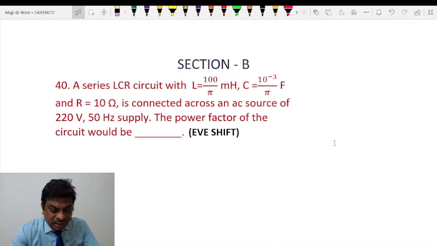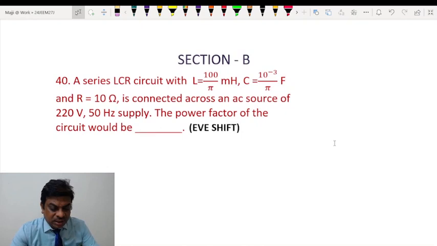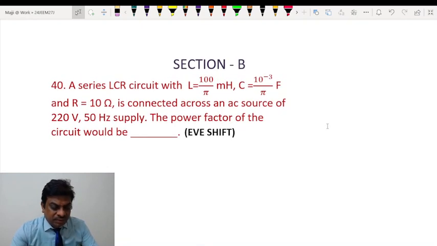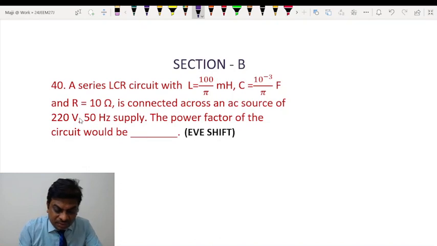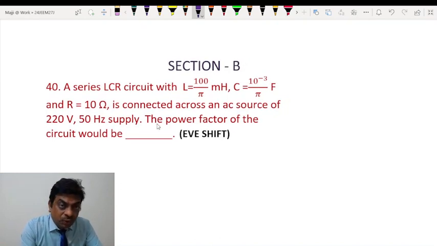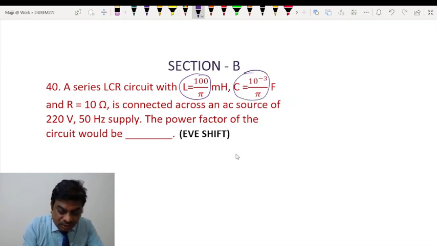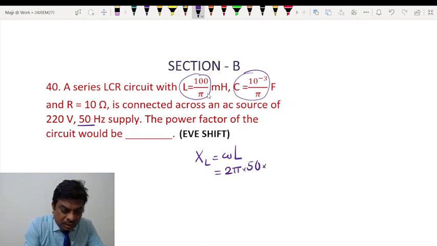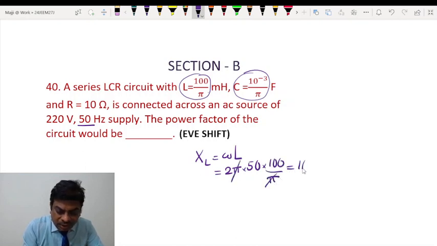A series LCR circuit with L equal to this, C equal to this and R equal to this is connected across an AC source. The power factor of the supply is? In order to know the power factor, we should know Z, the impedance, and before that we should know the inductive reactance and the capacitive reactance. Let us first calculate the inductive reactance, which is omega into L. Omega is 2 pi into F, frequency is 50 Hz, L is 100 by pi. So pi gets cancelled, you have 10 to the power 4 ohm.